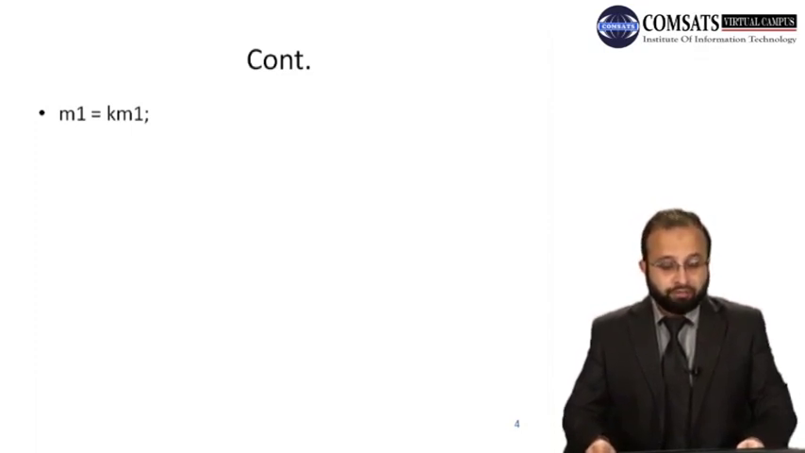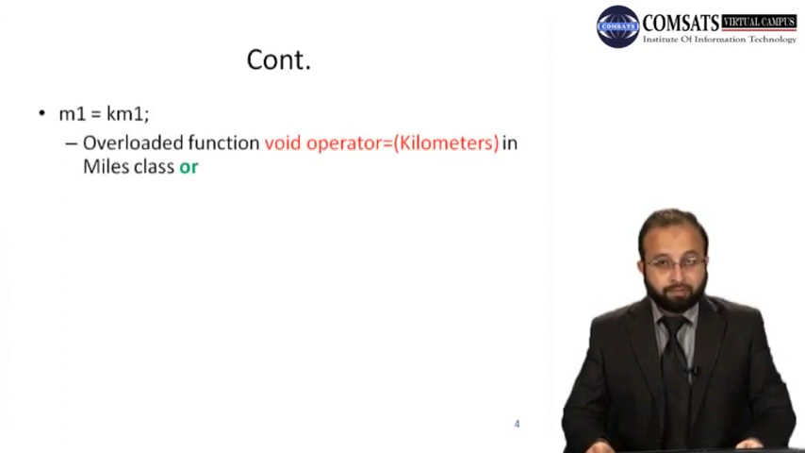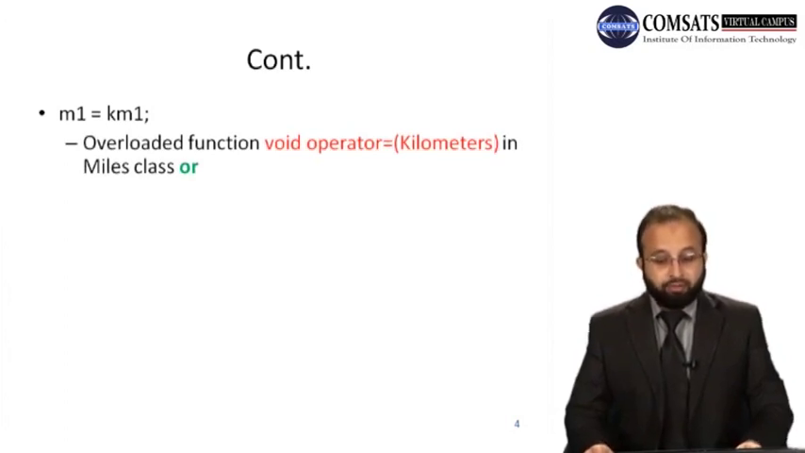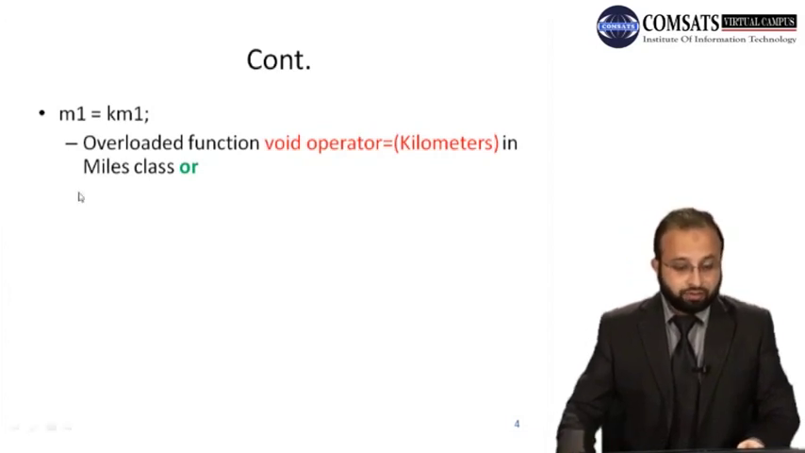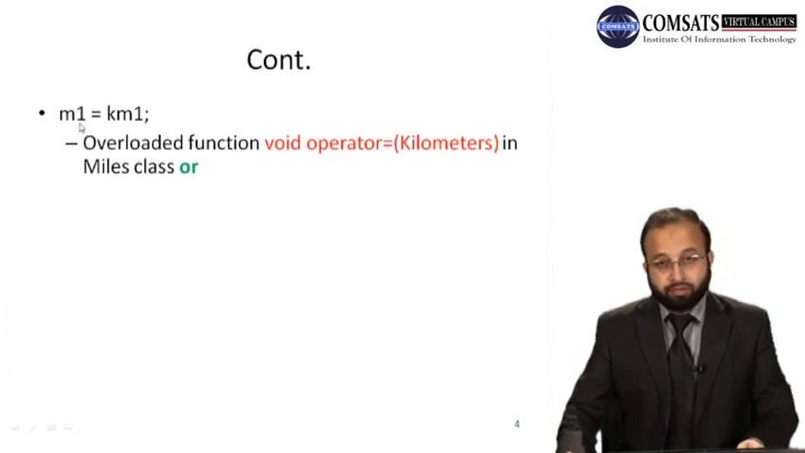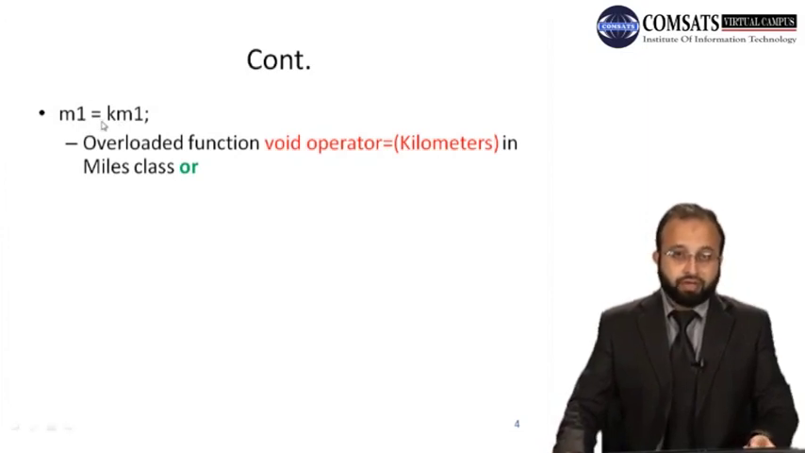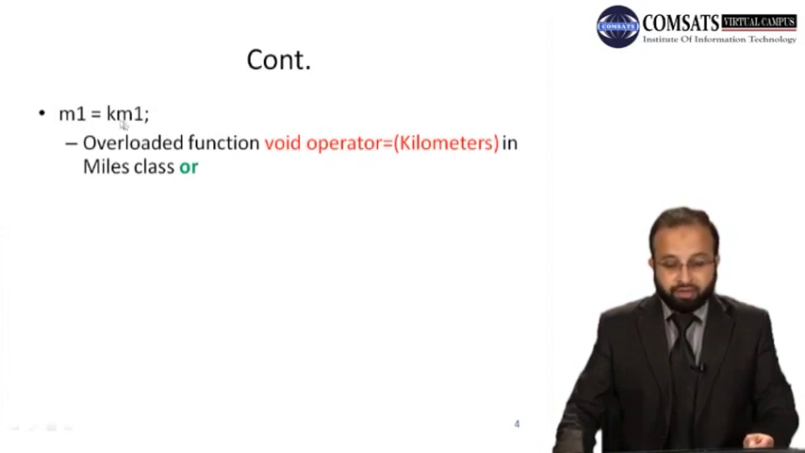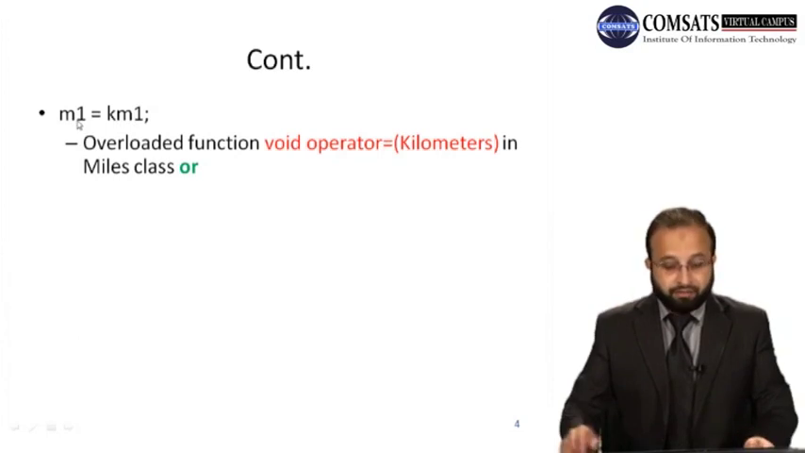Now this can be performed if we have an overloaded function void operator equal (Kilometers) in the Miles class. So in the Miles class we can have an overloaded function. What object do we pass to it? We pass the Kilometer object, and the name of that function is operator equal. So if you are overloading the equal sign, the function name will be operator equal. You pass it the Kilometer object, and this m1 becomes the invoking object. So the private data members of m1 are directly accessible in that function.